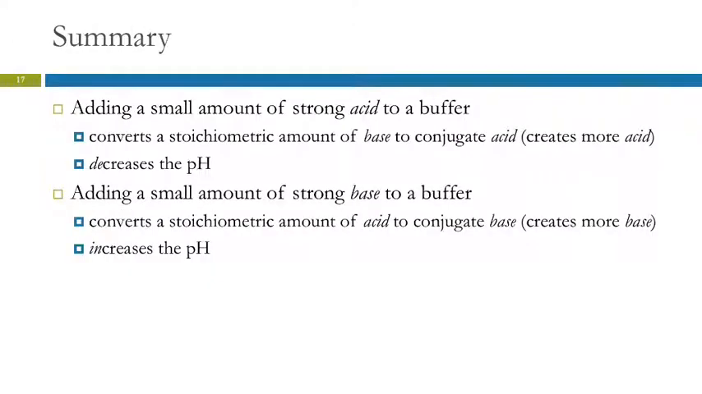So in summary, if we add strong acid to a buffer, it's going to convert a stoichiometric amount of base to the conjugate acid. It's going to create more acid. The pH is going to go down. If we add base to the buffer, the pH is going to go up. And that should make sense, because if you add base to something, the pH goes up, right? What the buffer does is it limits how much it goes up.